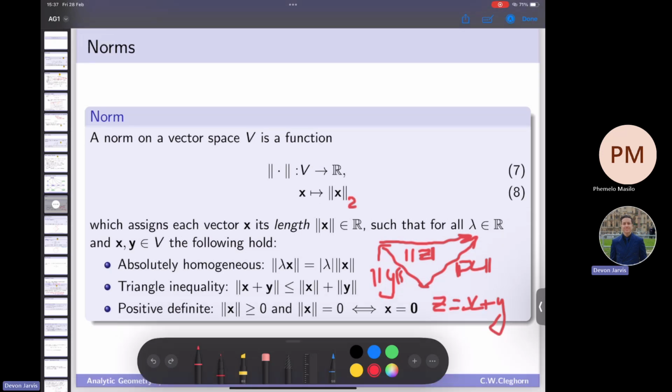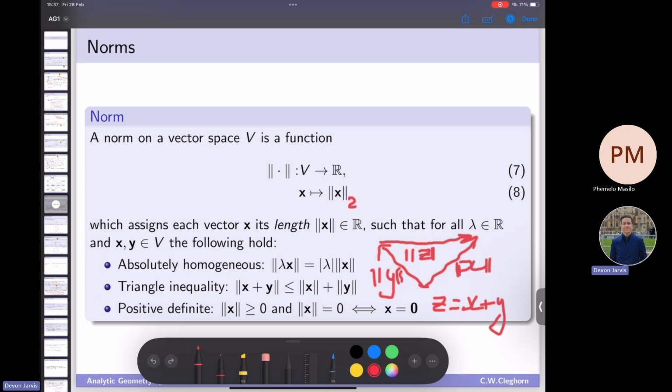So the first important definition we have is that of a norm. A norm of a vector space V is some function that takes in an element of that vector space and maps it onto a real number. You can usually denote it like that. I put the 2 here because that's the Euclidean norm, but there are others. This assigns for each vector x its length, the notion of how long the line is along the ground, such that for all lambda elements of the reals and all x, y elements of V, the following holds. For something to be a norm, you have to have these 3 properties.